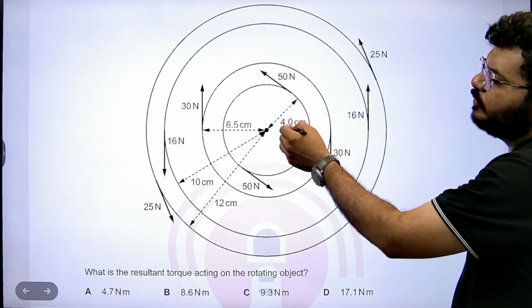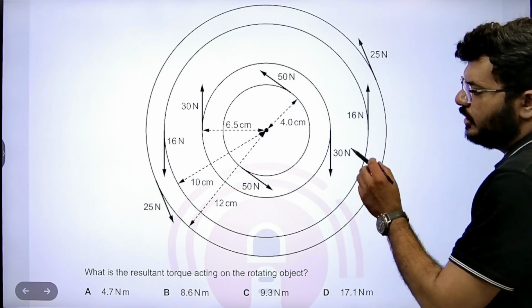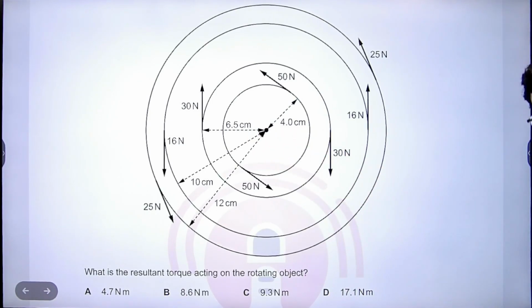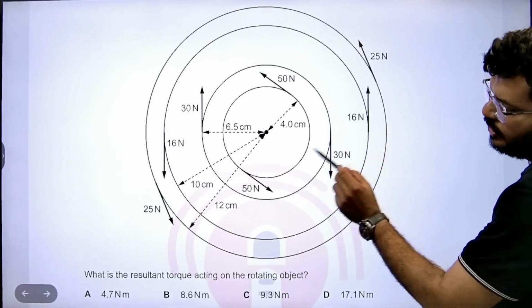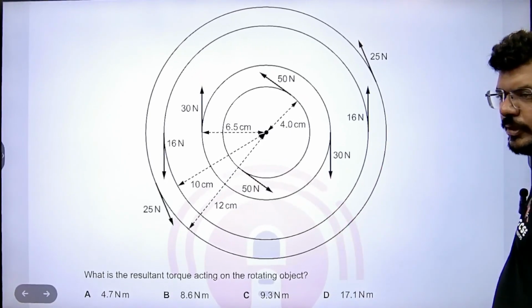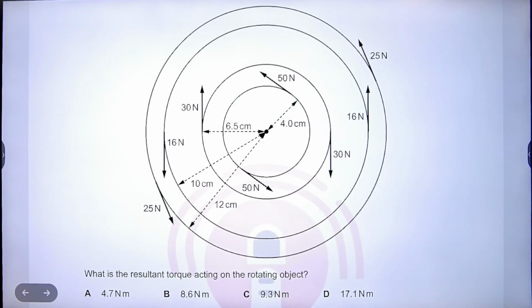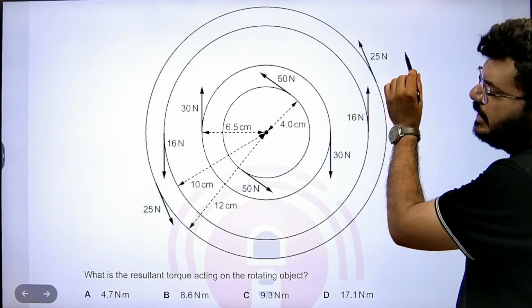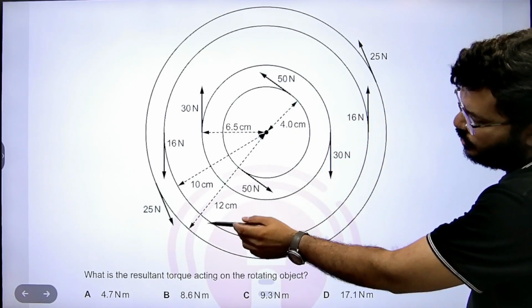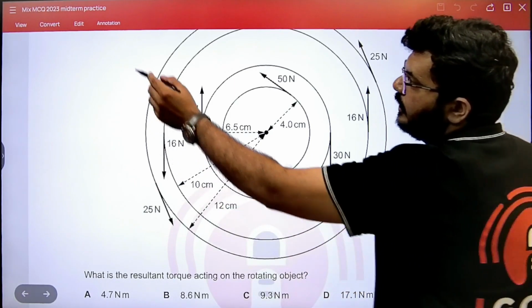Sorry, 50 into 4 into 2 basically. Minus 30 into 0.065 into 2, right? Then plus 16 into 0.1 into 2, right? And plus 25 into 2 into 0.12, right? This should give you your answer, I believe.